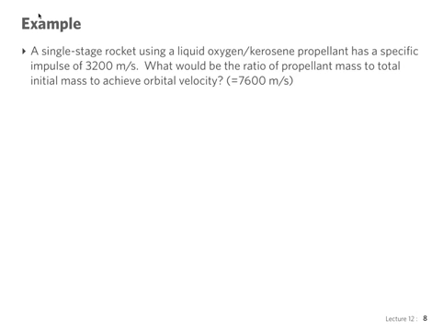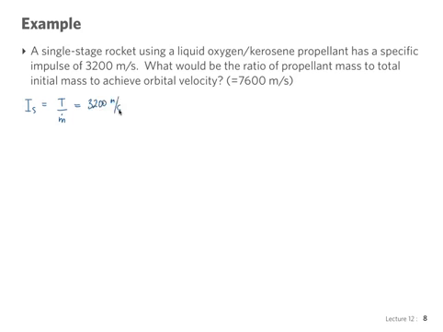So we have a single-stage rocket, which uses a liquid oxygen kerosene propellant. It has a specific impulse of 3,200 meters per second. Remember, specific impulse, let's call it Is, was this term that appeared in the rocket equation, which was the thrust over m dot. And we're given this for this particular rocket.